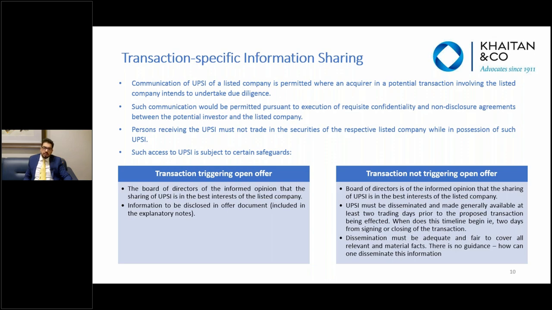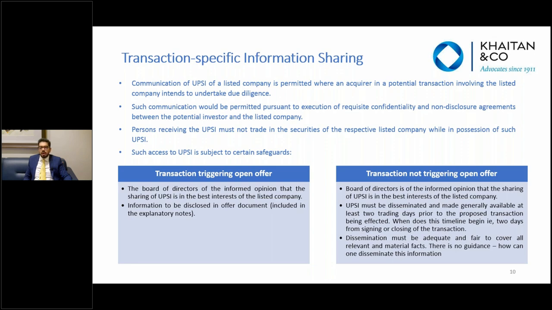What I mean by that is that in case the acquisition or the potential transaction involves acquisition of shares beyond a certain threshold or acquisition of control, there would be a mandatory tender offer to be made to the public shareholders. If a transaction does involve it, then you are allowed to share this information if the board of directors of the company passes a resolution and approves such sharing, if they believe that such sharing of information is in the interest of the target company.